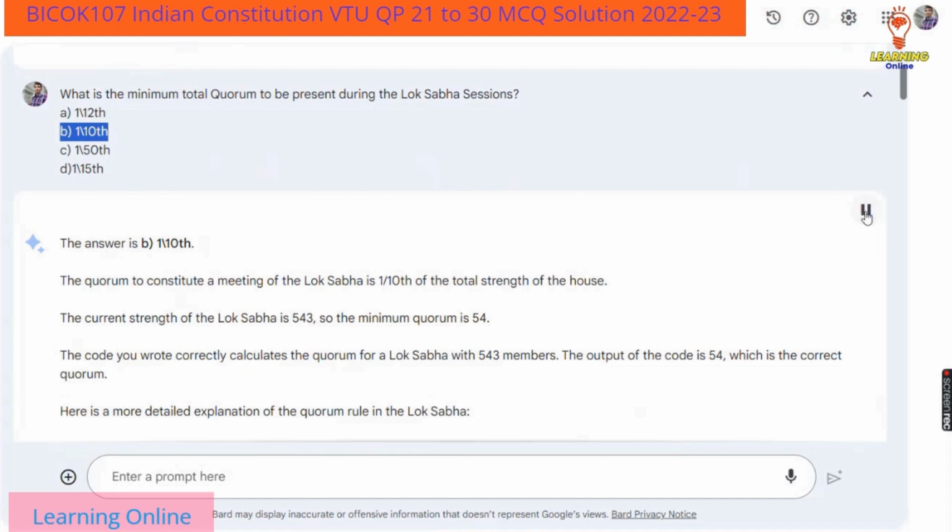The answer is B. 1/10. The quorum to constitute a meeting of the Lok Sabha is 1/10 of the total strength of the House. The current strength of the Lok Sabha is 543, so the minimum quorum is 54.